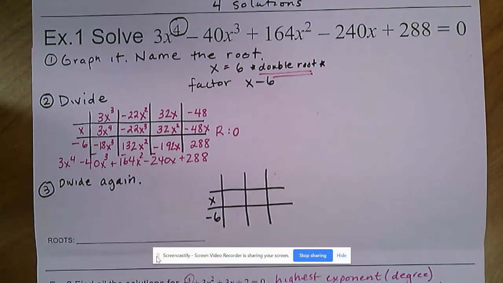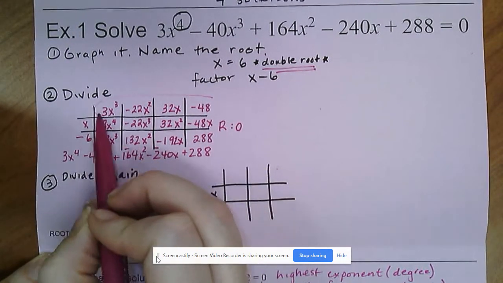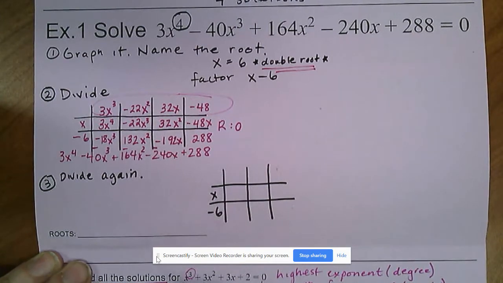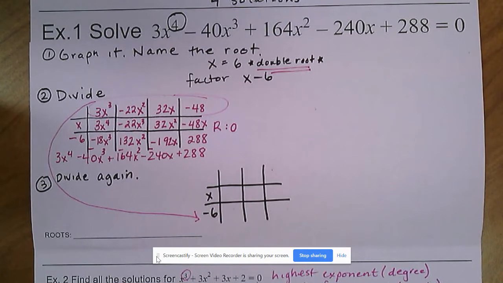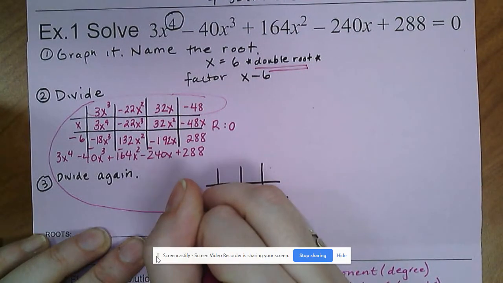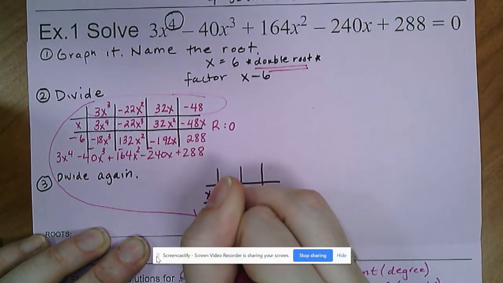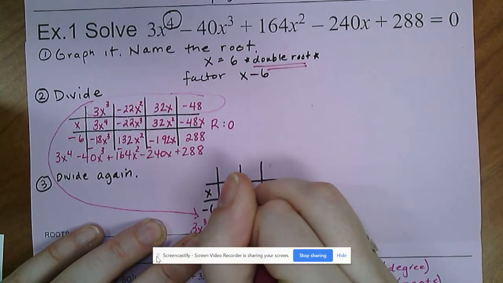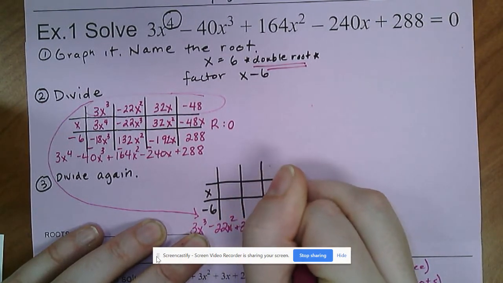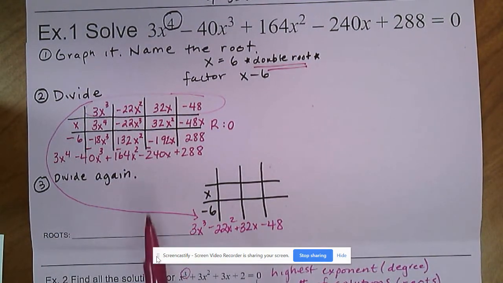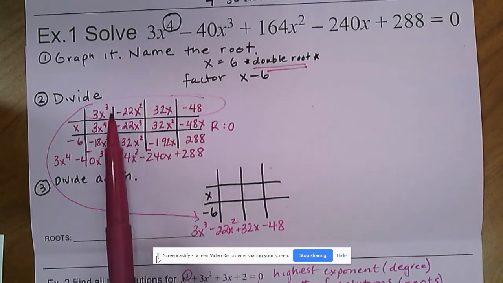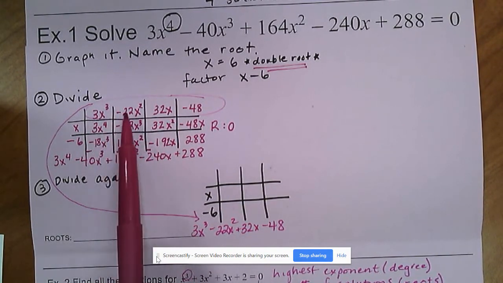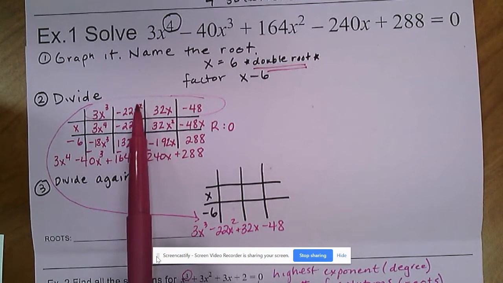But this time, and I want to be really clear about where this is coming from, my quotient right here is now going to become my dividend. So I have 3x cubed minus 22x squared plus 32x minus 48. So again, I want to be clear where that came from. We're still using the quotient, but I cannot jump to quadratic formula because I don't have a quadratic. Quadratic formula only works with quadratic, which is the highest exponent of 2.